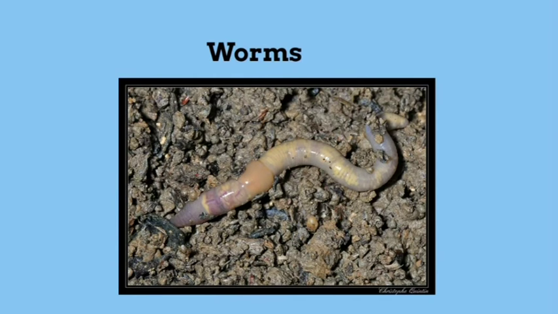Worms are also decomposers. They play an important role in producing our soil. Earthworms help decompose organic material and help make nutrients like phosphate more readily available. Here are examples of earthworms.